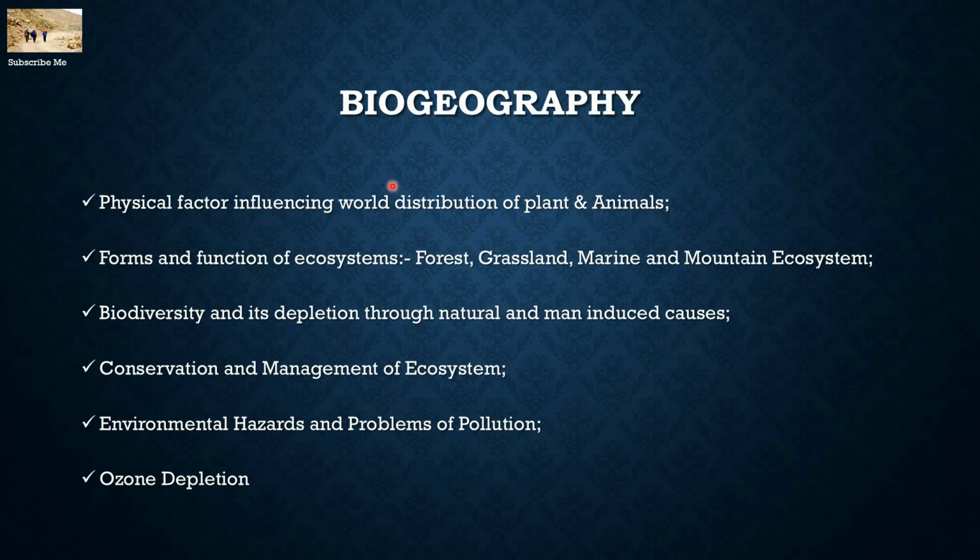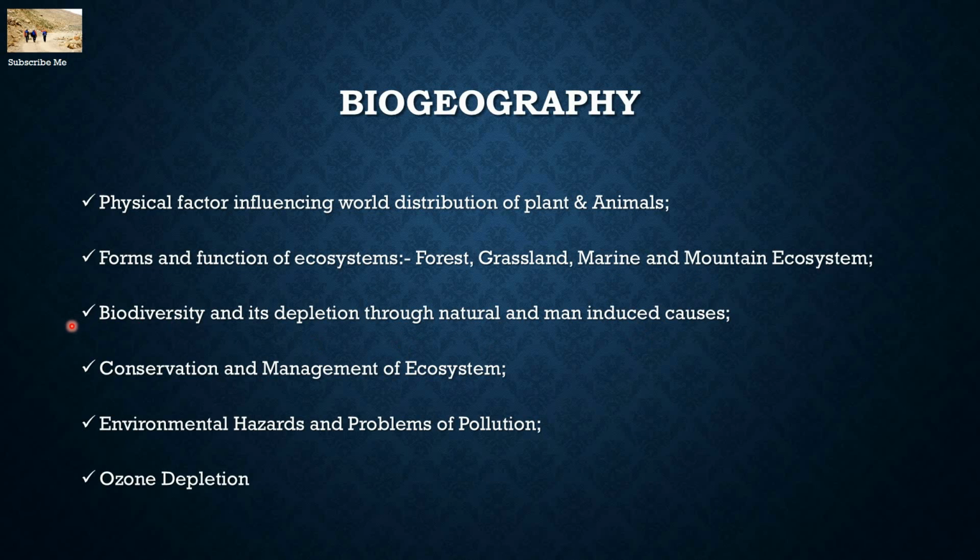In biogeography, it is related to bio. It is related to humans and interrelated with the parts of humans with geography. There, the physical factors influencing world distribution of plants and animals, forms and function of ecosystems, how an ecosystem has been formed, and different types of ecosystems along with their ecological life cycle, like forest, grassland, marine, and mountain ecosystems. And biodiversity will include the depletion through natural and man-induced causes.